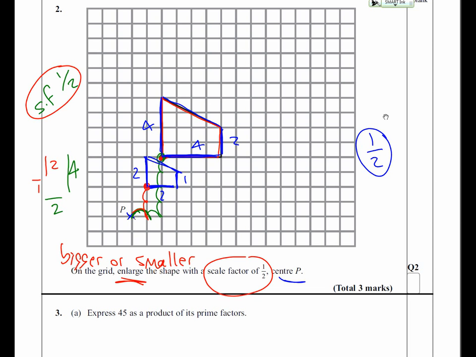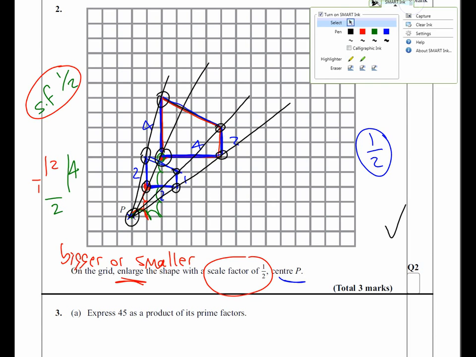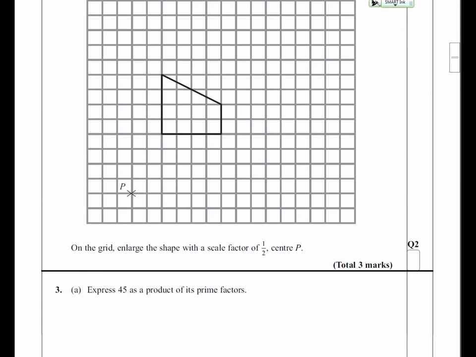You can always check your answer by getting yourself your ruler and drawing a line through the corresponding corners, and your line should go through the 2 points and P each time. If this works and the lengths of your shape have gone half the size, you know you've got it right. Okay, job done for 3 marks.